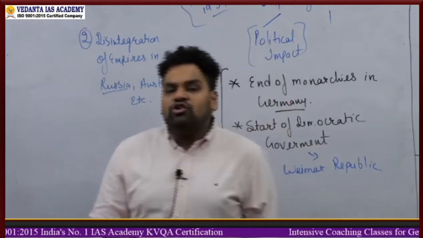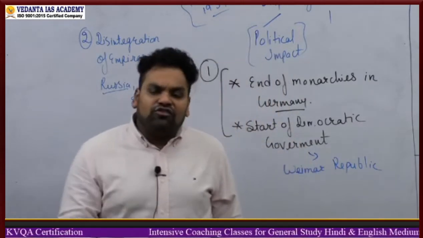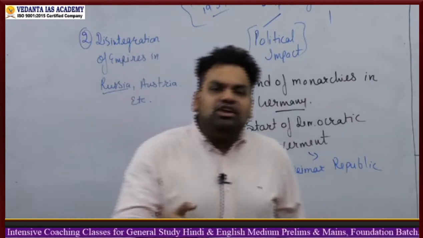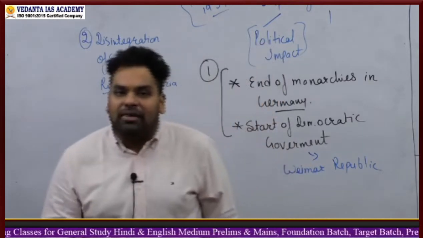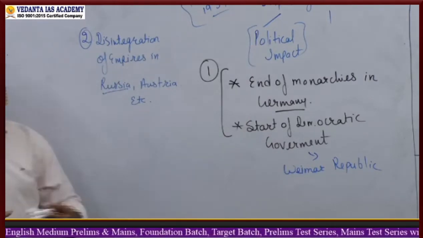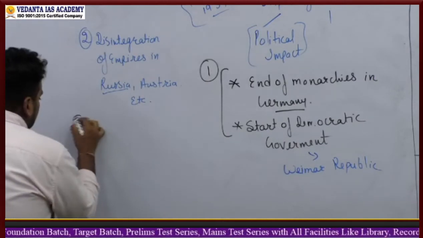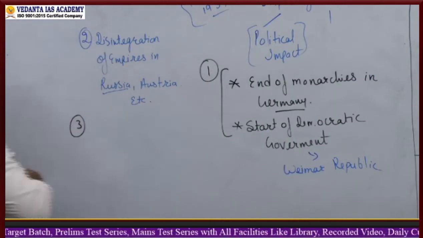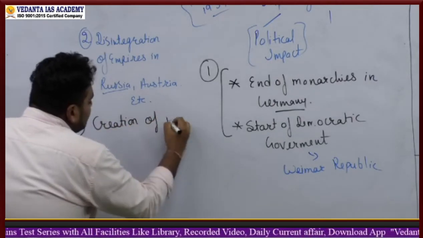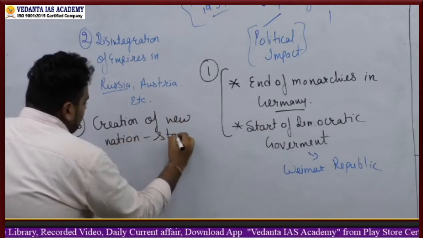So at the end of World War I, various monarchies also lost, and instead of them, what we have is new people coming to rule. That is something very, very interesting, right? Now let's go on to the third political impact: creation of new nation states, right?